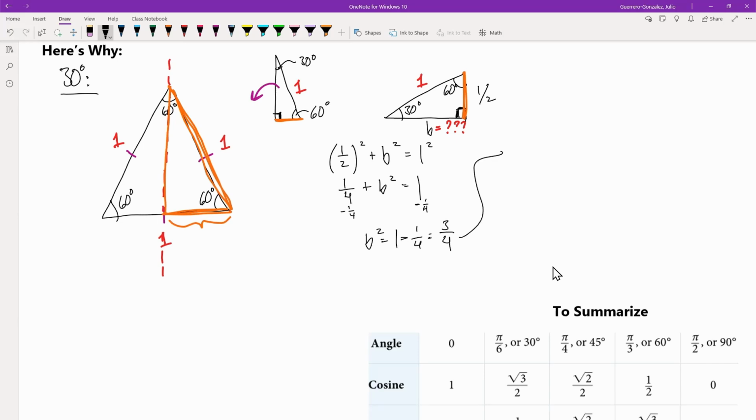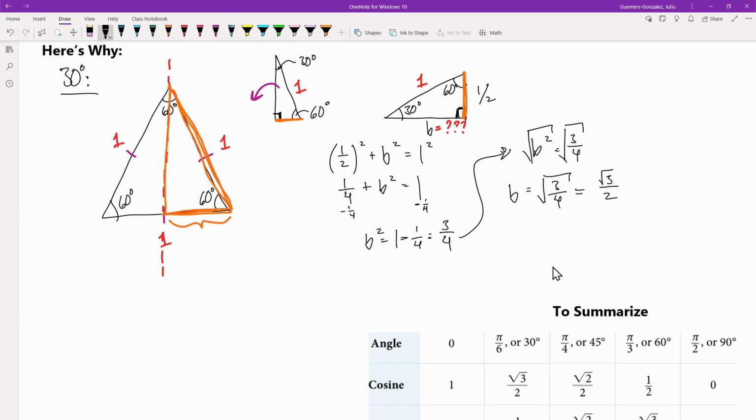I'm going to go up here, right? So B squared is equal to 3/4. To get rid of a square, we square root. B is equal to the square root of 3/4. And if you remember your exponent rules, the square root goes to the top and the bottom. So it's going to be the square root of 3 over 2. We are done.